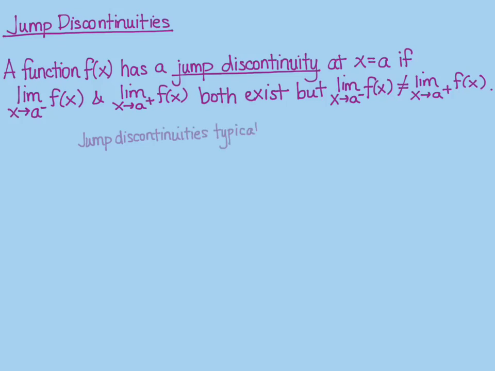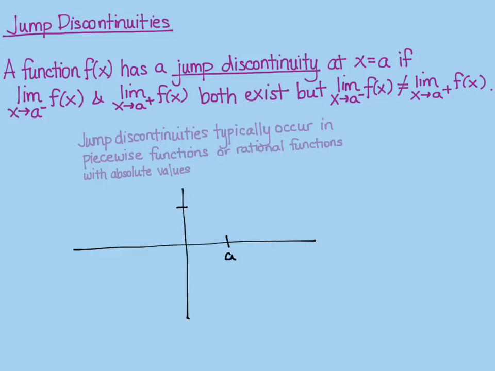Jump discontinuities typically occur in piecewise functions or rational functions with absolute values. So once again, we have a picture of a jump discontinuity. As I approach a from below, the y value is going to b, and if I approach a from above, the y value is going to c.